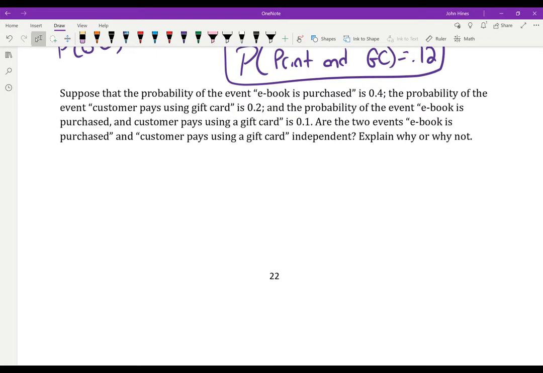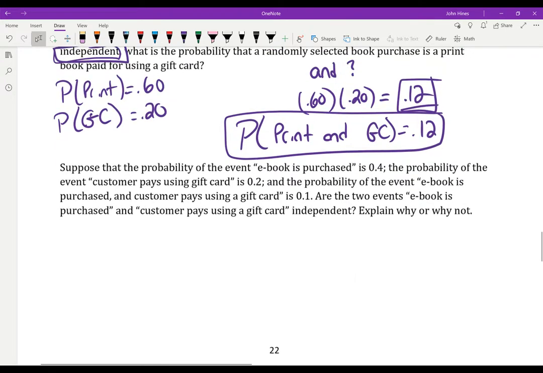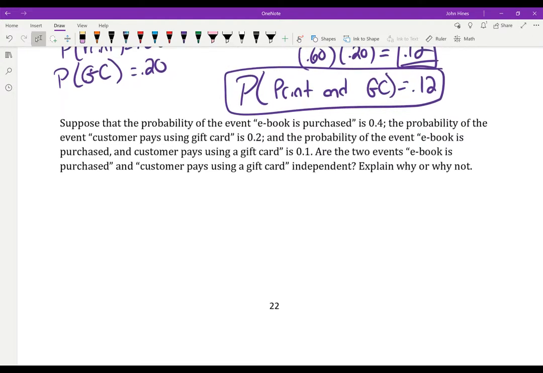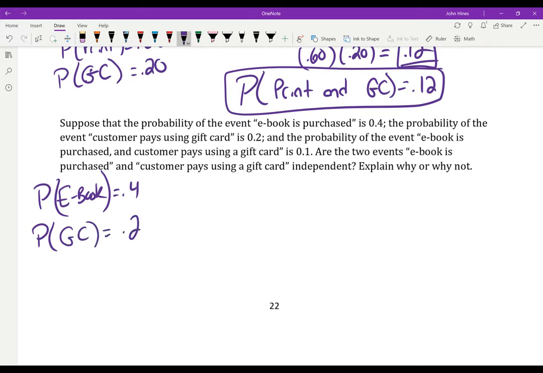Suppose that the probability of the event ebook is purchased is 0.4. The probability the customer pays a gift card is 0.2. So they're changing it up on here. The probability of ebook is 0.4. And the probability of gift card is 0.2. The probability that ebook is purchased and gift card is 0.1. So that's an AND probability. Ebook and gift card. That's 0.1.